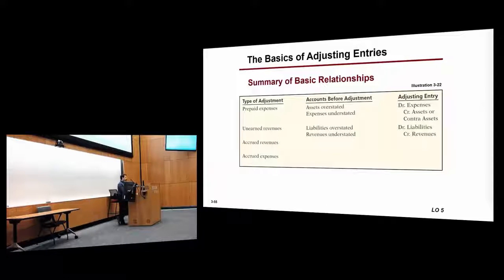Accrued revenues: both assets and revenues are understated. You need to increase both. You debit assets and you credit revenues. Accrued expenses is where liabilities and expenses are understated. You need to increase both of them. So you debit expenses, you credit liabilities. Any questions?